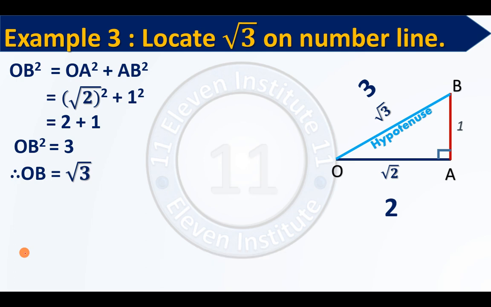So after doing this, we are now aware of two things. One, in order to draw root 3 on the number line, we have to compulsorily first draw root 2 on the number line. That is for sure. In order to plot root 3, we need to plot root 2 on the number line.